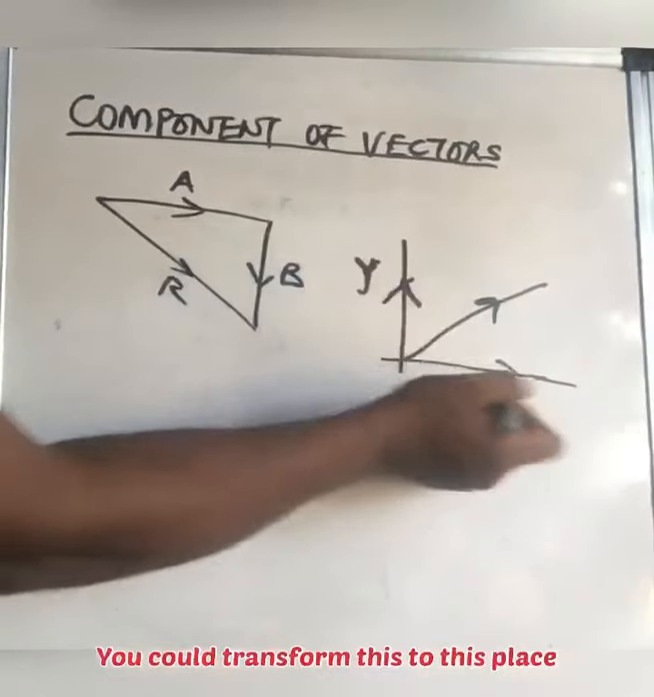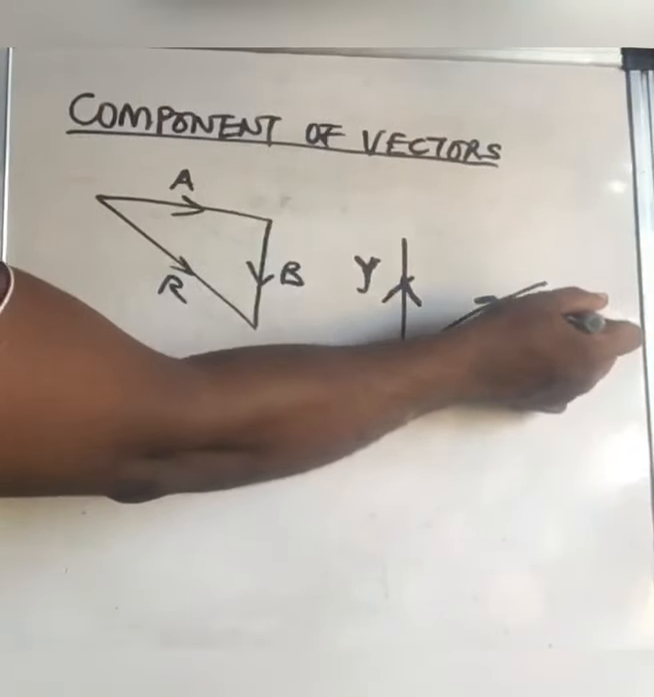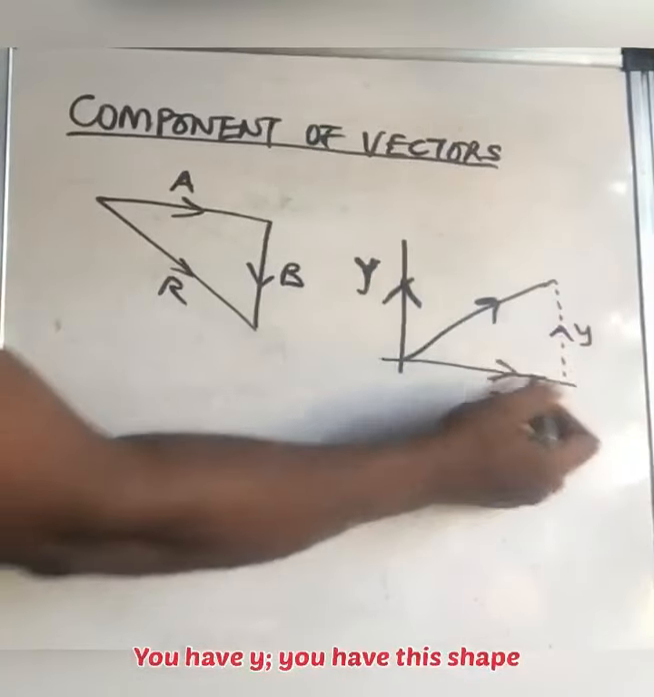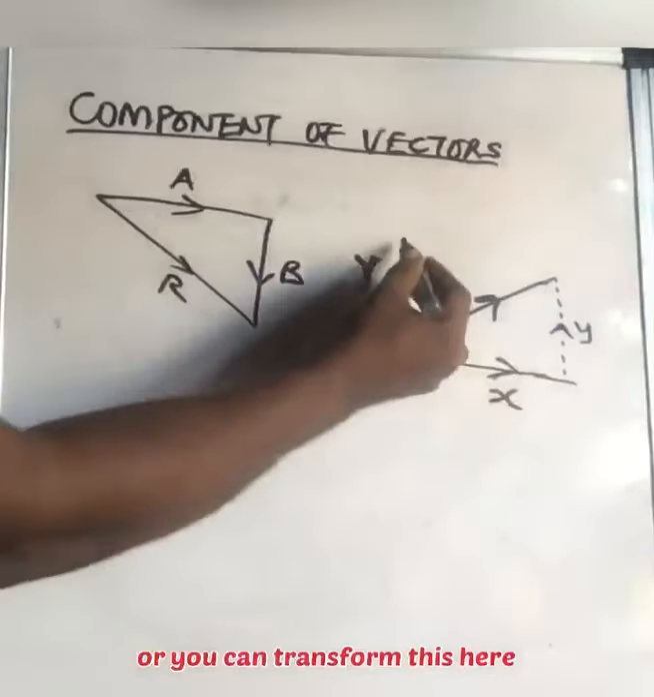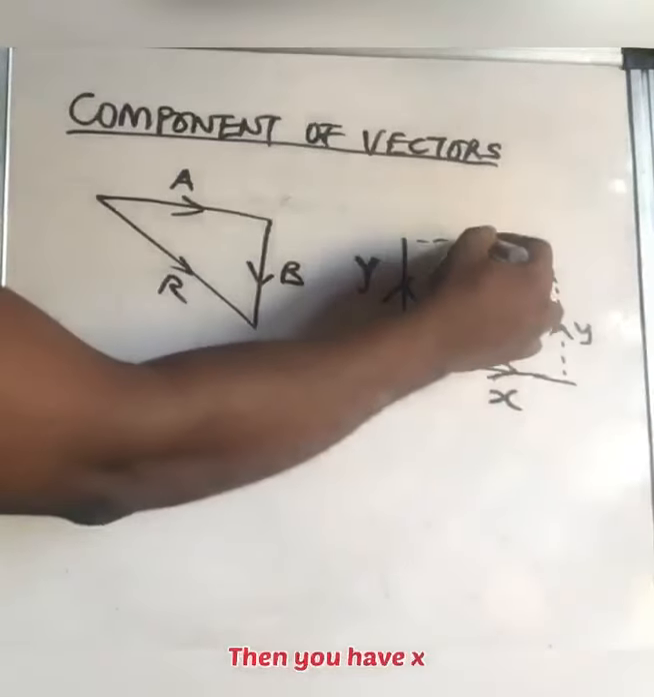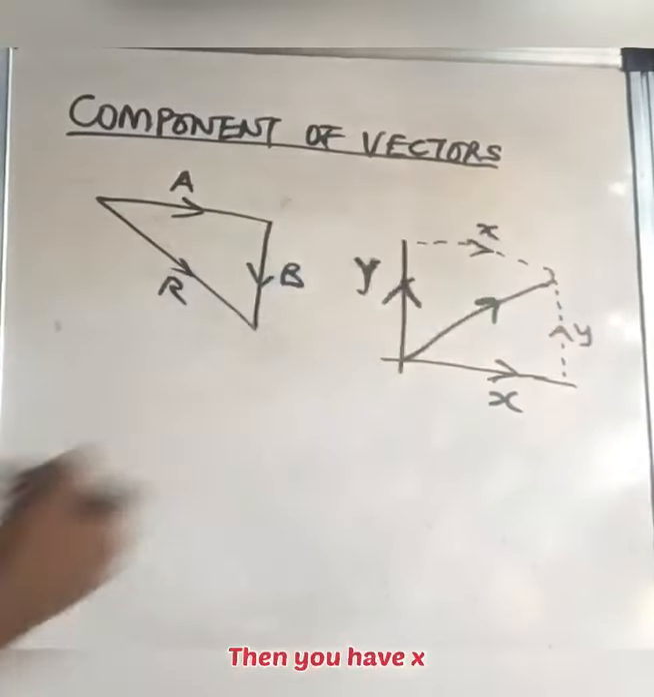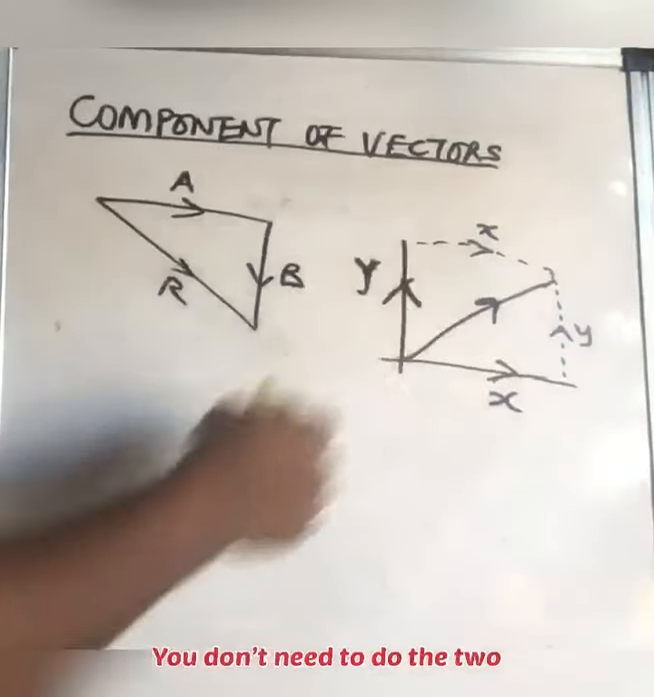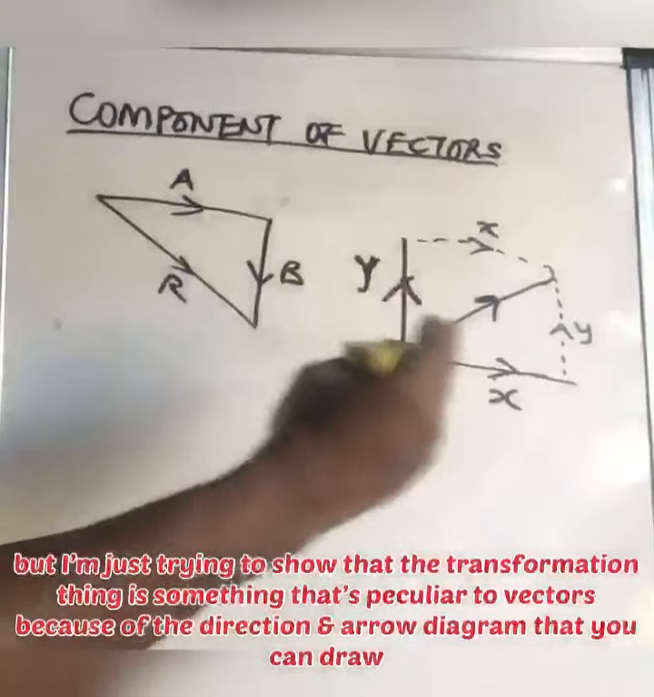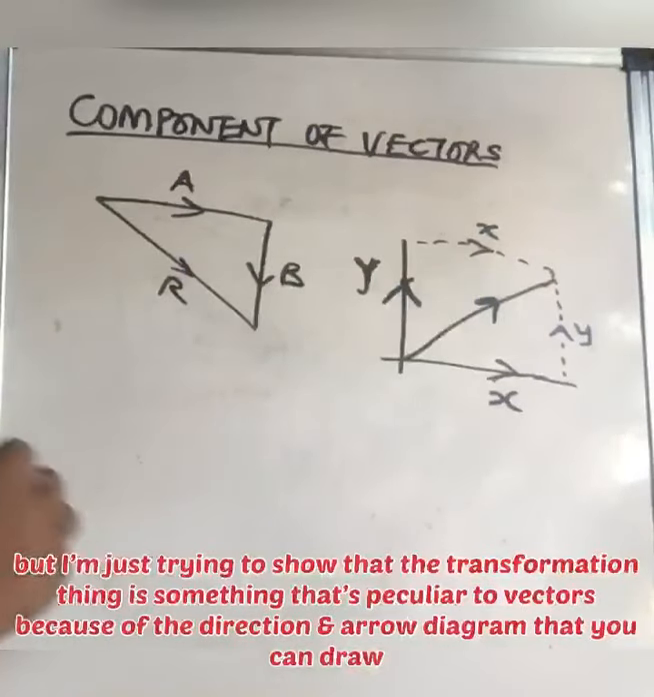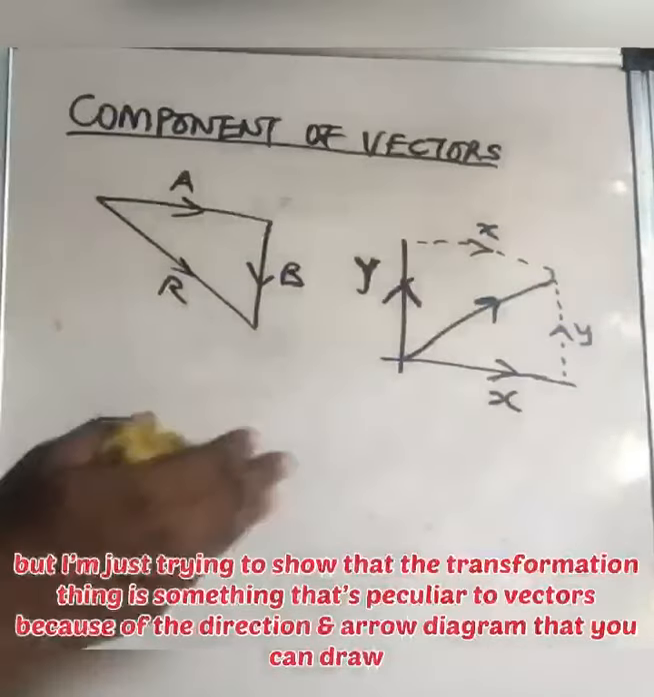You could transform this to this place, and this closes. You have Y, you have this shape. Or you can transform this here, and this closes. Then you have X. Whichever one you do is good. You don't need to do the two. I'm just trying to show you that the transformation is something peculiar to vectors because of the directions and the arrow diagram that you can draw.